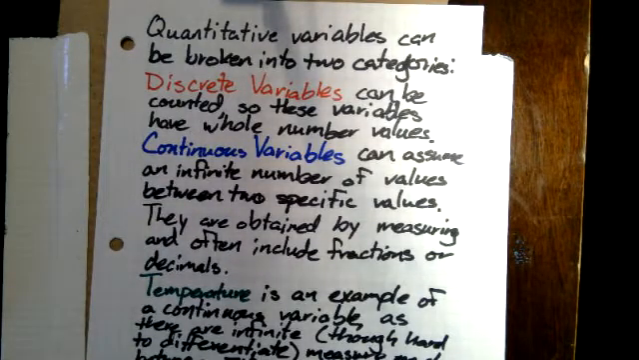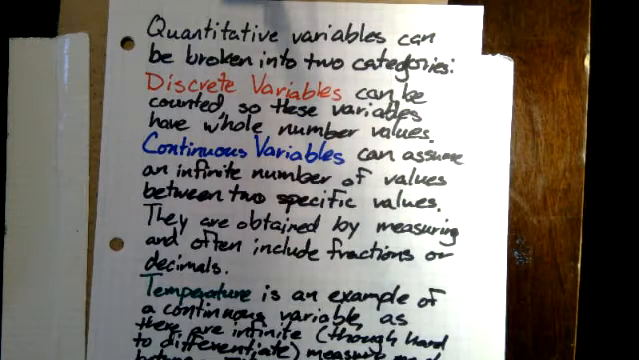Quantitative variables can be broken into 2 categories. Discrete variables can be counted. So these variables have whole number values. And an example of this are the number of markers that I use. I can't have a fractional marker that I use because a fractional marker wouldn't work very well.